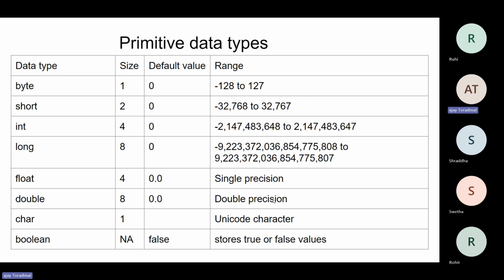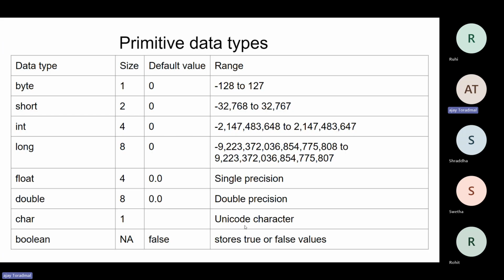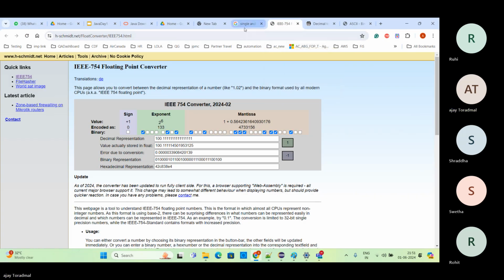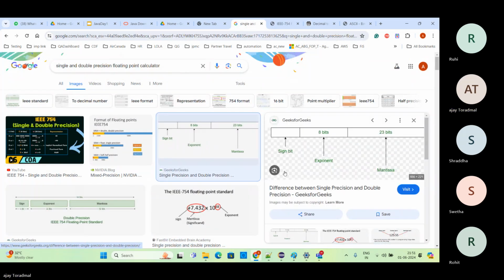I will just quickly show it here. If you see, this is how they calculate the single precision value. For single precision, the first part is for the sign, plus or minus. Second is for the exponent, and third is for the mantissa. I believe everyone has learned mantissa in 10th or 12th, right?